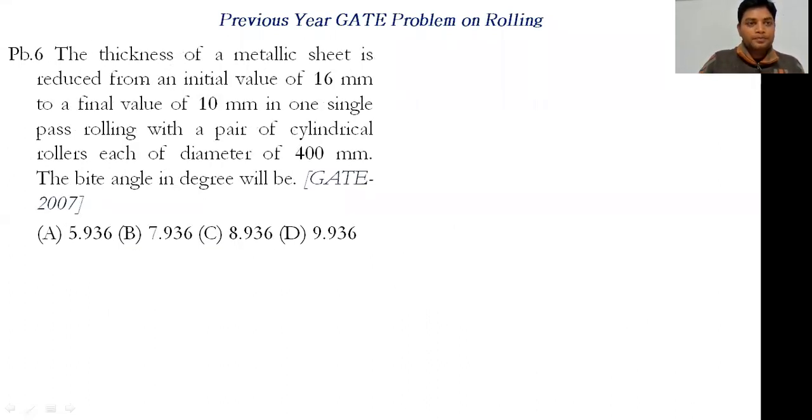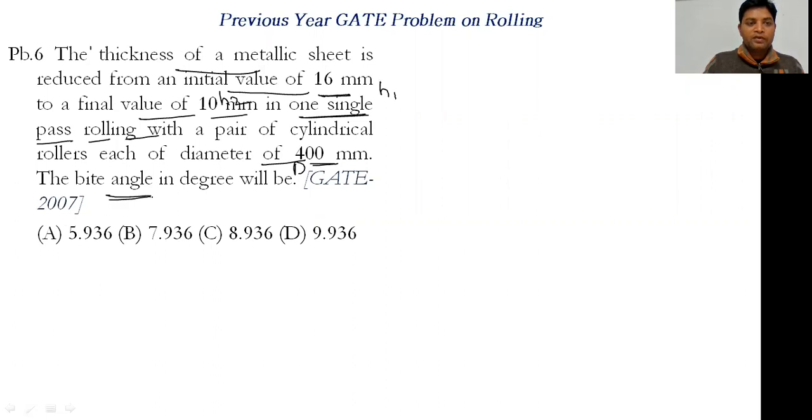So the next problem: the thickness of a metallic sheet is reduced from an initial value of 16 mm to a final value of 10 mm. So H1 is given to you, that is 16, and H2 will be 10 mm, in a single rolling pass. Cylindrical rollers are used, with a diameter D of 400 mm.